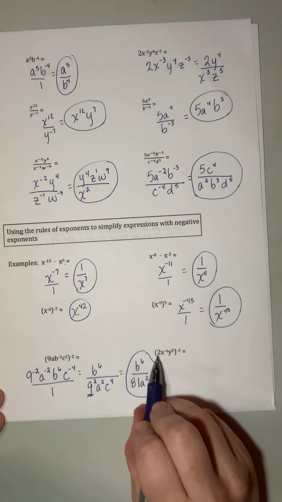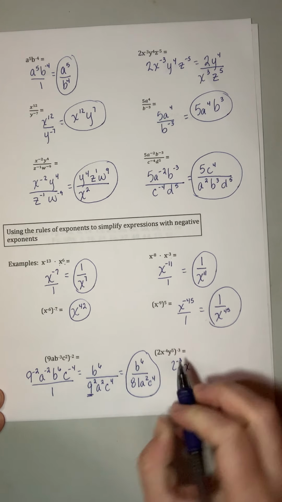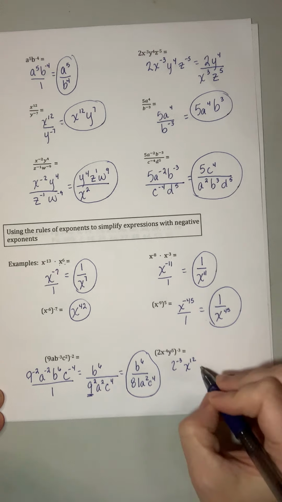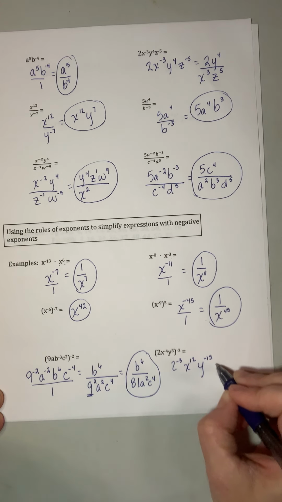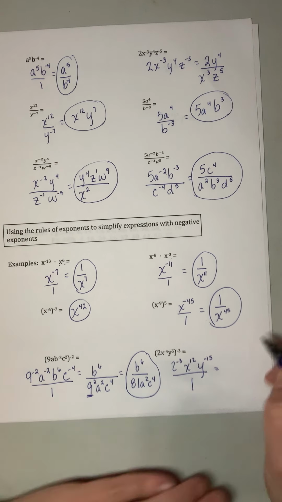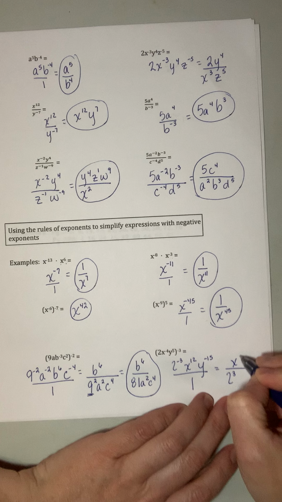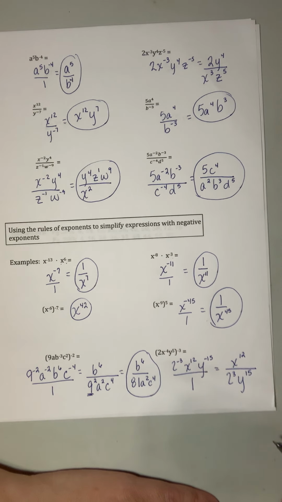Okay, now I have 2 being raised to a negative 3. I have x to the negative 4 to the negative 3, which is positive 12. And y to the 5 to the negative 3 is negative 15. If that's all over 1, I now have 2 to the 3rd at the bottom, x to the 12th on the top, y to the 15th on the bottom.